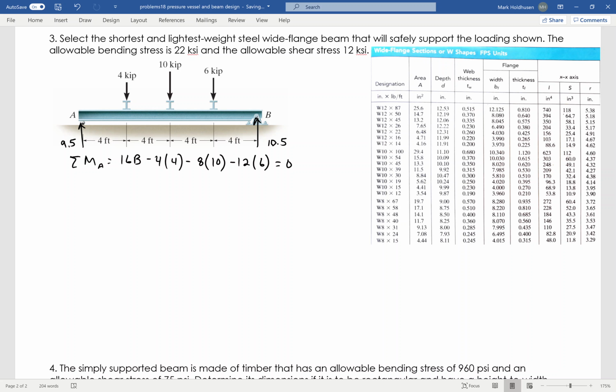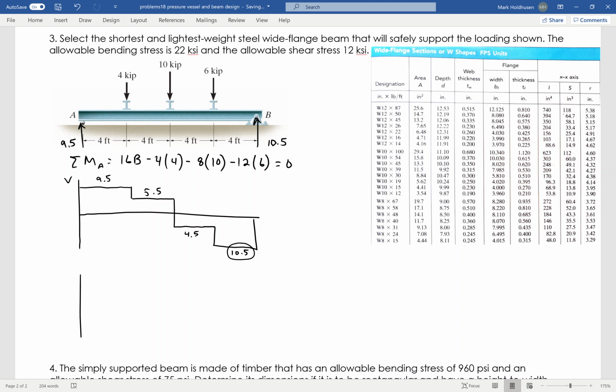So I can easily draw the shear diagram. I know it starts at 9.5. Then it drops down 4 to 5.5. Then it drops down 10 to negative 4.5. Then it drops down another 6 to negative 10.5. And this is going to be my Vmax right here, the maximum shear force.